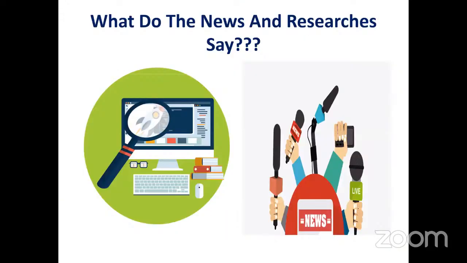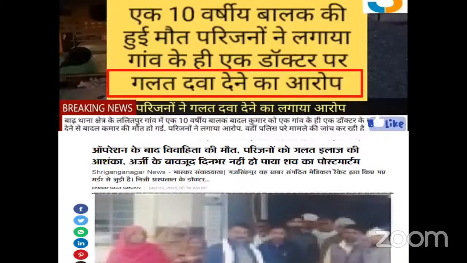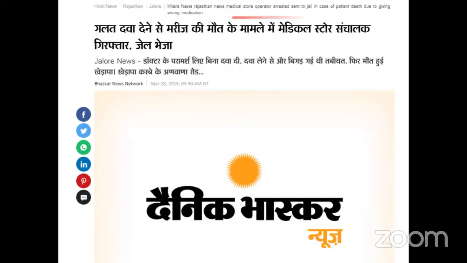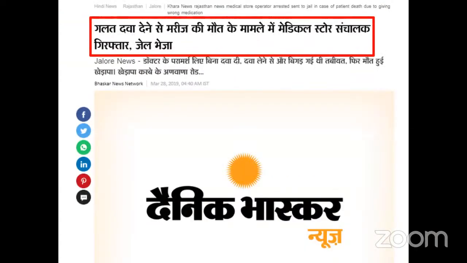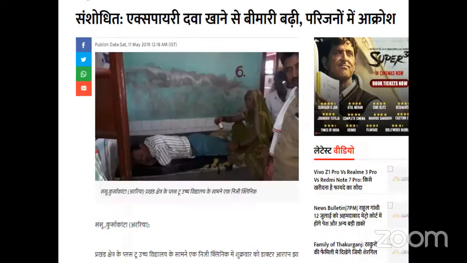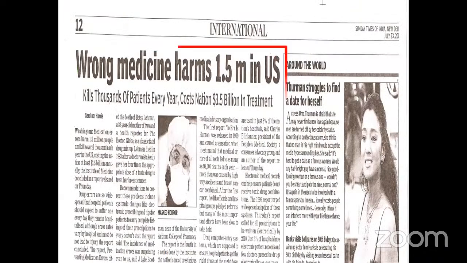treatment. Any bad news spreads very rapidly. You can see "galat dawa dene se mareej ki maut" headlines: there may be a wrong prescription, wrong dispensing, anything, and the medical store, that is the pharmacist, also gets entrapped in these types of issues. And I have already told you that it is not only in developing countries; even the most developed countries are suffering from the same issue.